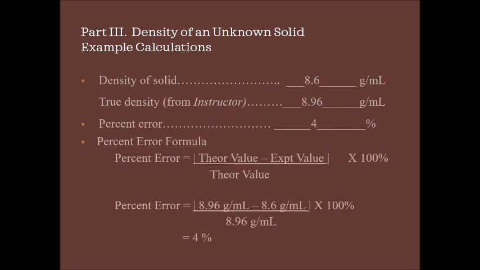With the percent error, remember, you have this formula memorized, and we'll be using it again and again. The value from the instructor is your theoretical value. The value that you obtained from all your data in the lab is your experimental value. And in this case, 8.96 minus 8.6, absolute value of that, divided by 8.96 times 100%. Notice your units cancel out, so it's a 4% error. And that's how you calculate your percent error.